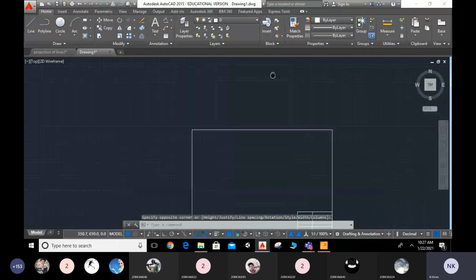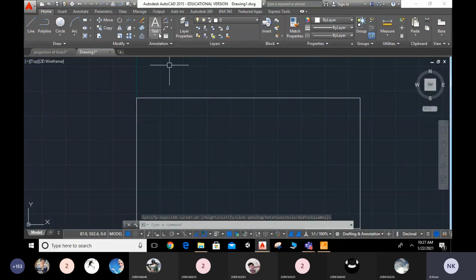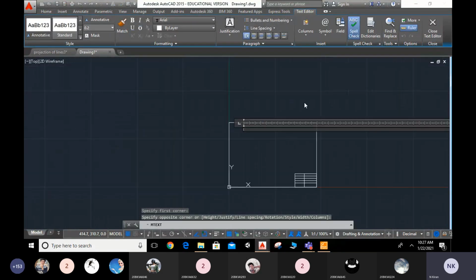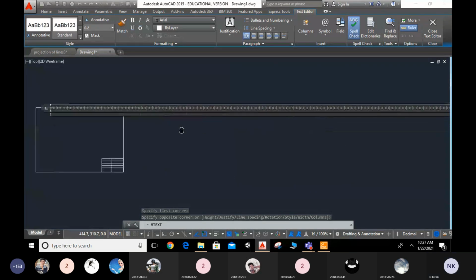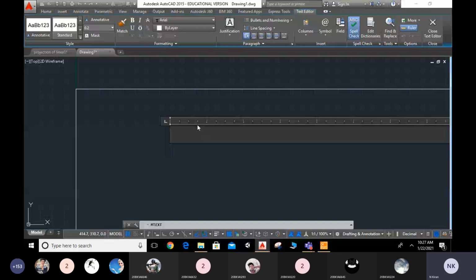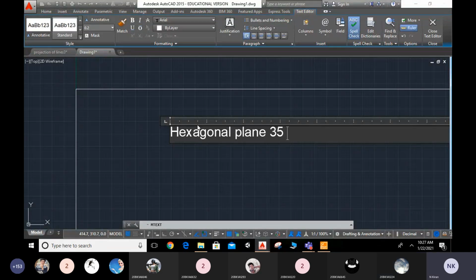Yeah, I will select text, multi-line text, and I will select like this. Okay, why is it taking more? Okay, whatever it may be, let us type this one. Yeah, can you tell me, hexagonal plane of side, what is the side? Hexagonal plane of side 35 mm.